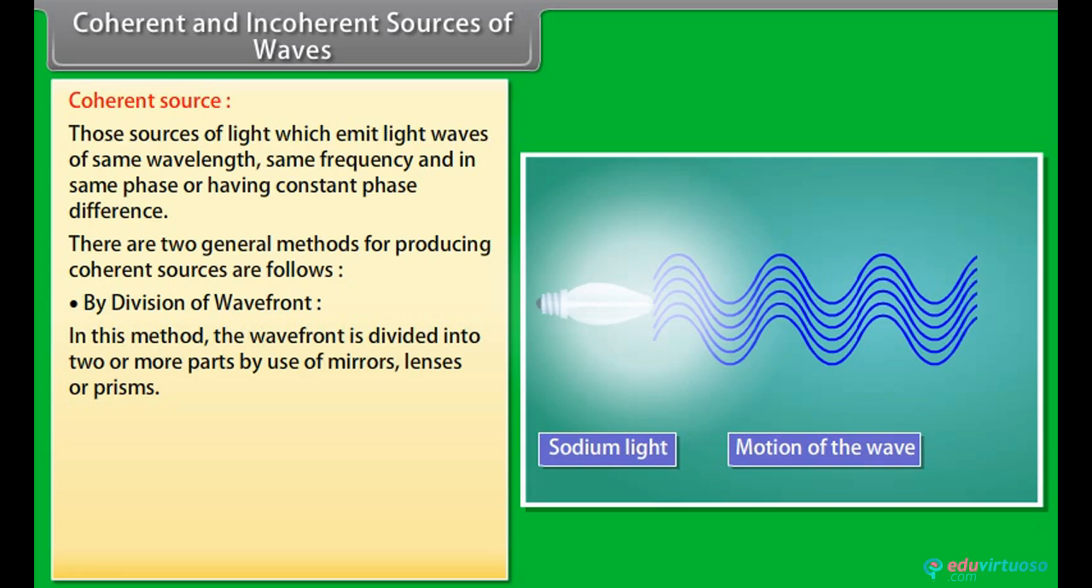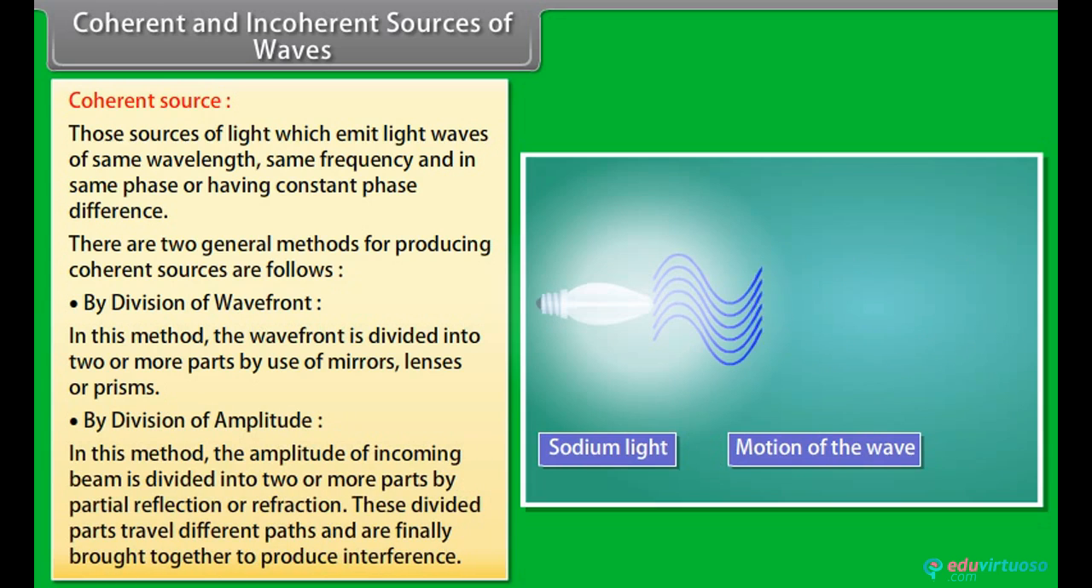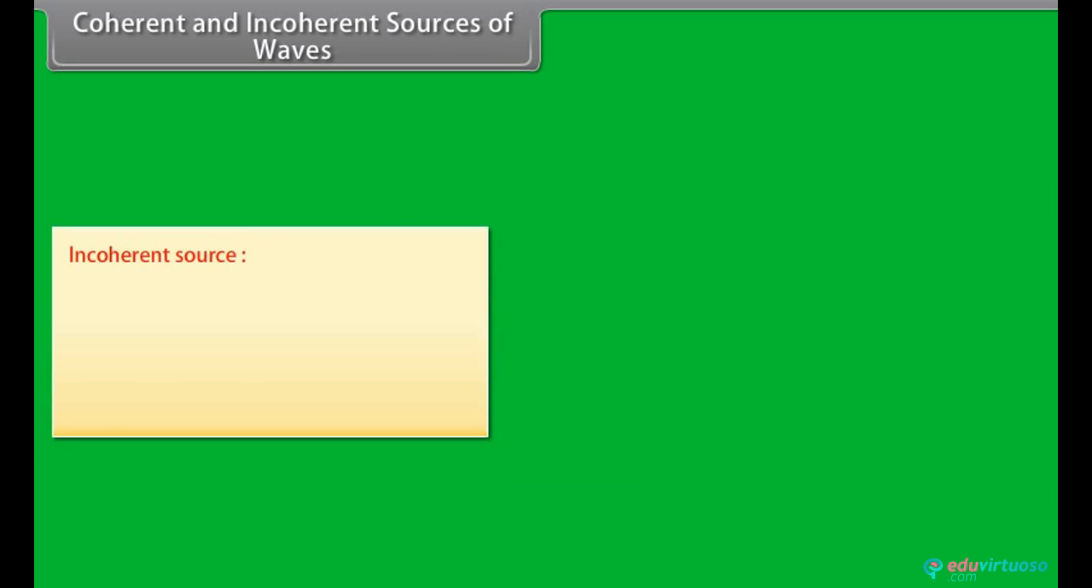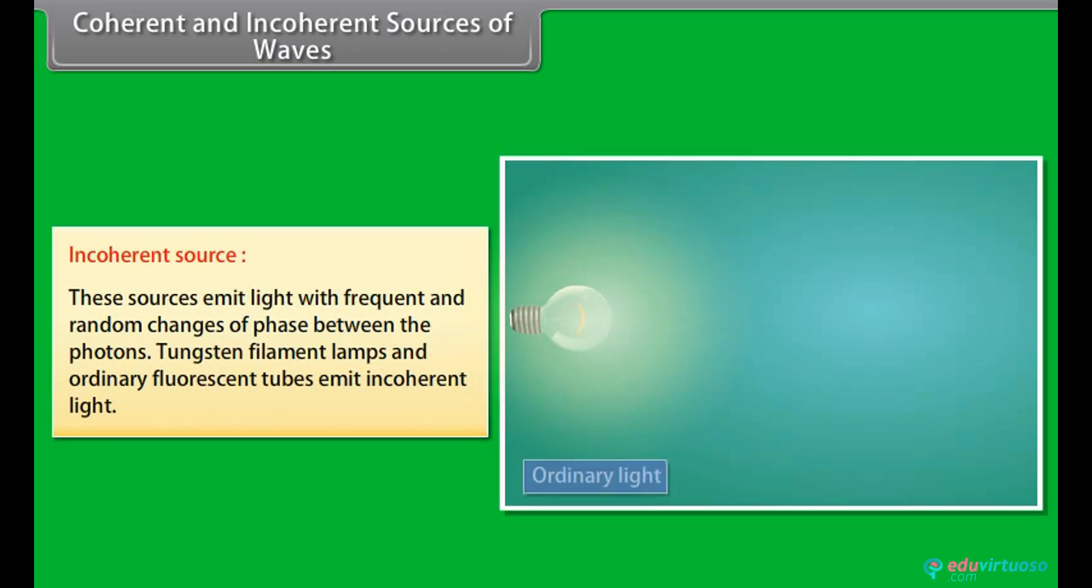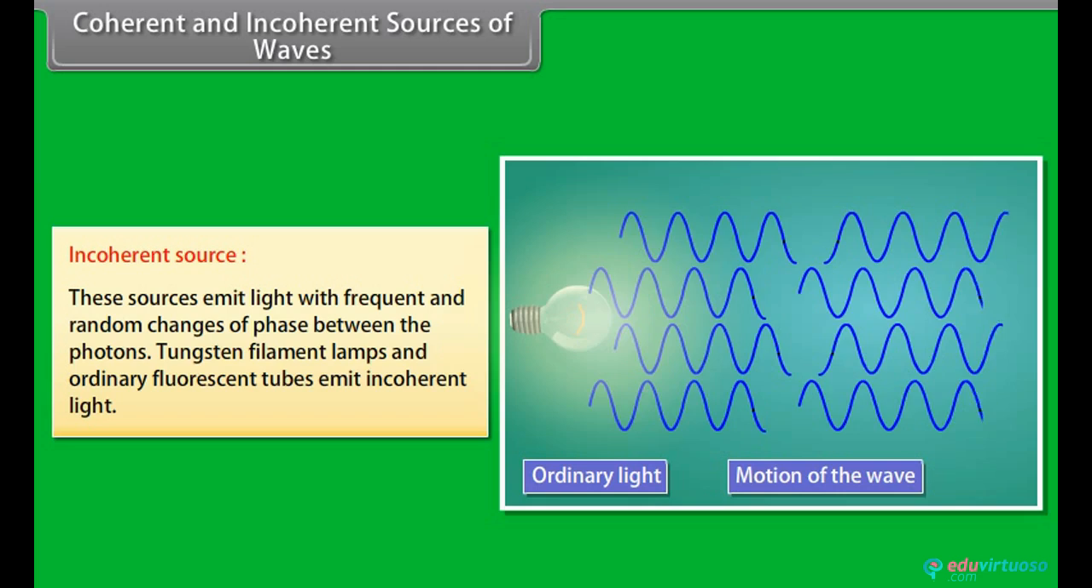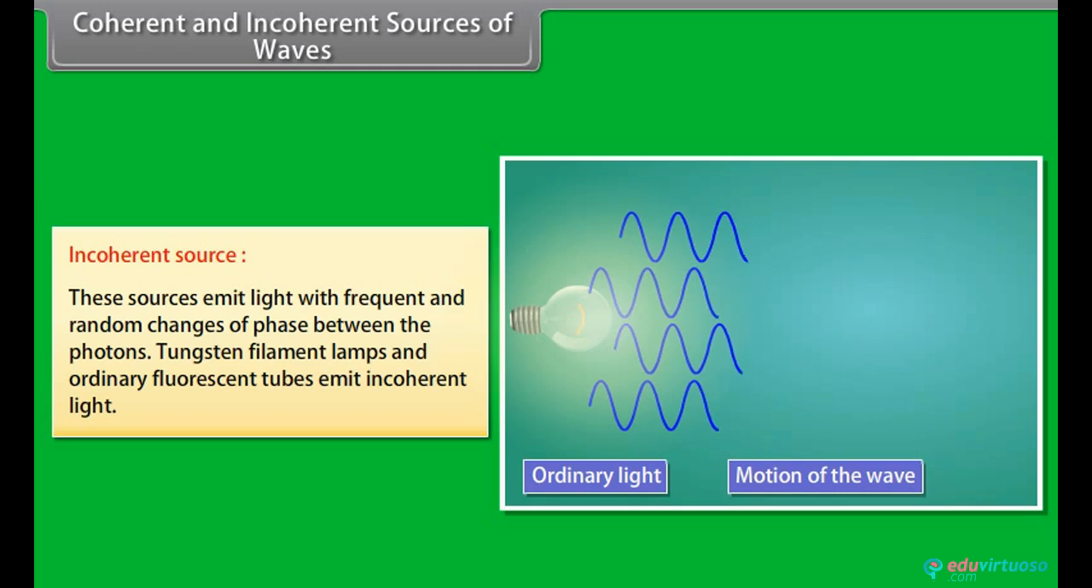By division of amplitude. In this method, the amplitude of the incoming beam is divided into two or more parts by partial reflection or refraction. These divided parts travel different paths and are finally brought together to produce interference. Incoherent sources emit light with frequent and random changes of phase between the photons. Tungsten filament lamps and ordinary fluorescent tubes emit incoherent light.